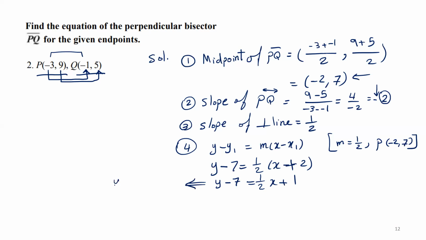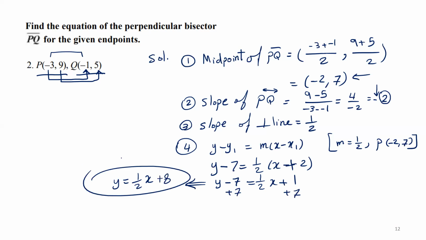Now you just write the equation in slope form. Y equals 1/2 x, adding 7 to each side, plus 8. This is the equation of the perpendicular bisector of these two points.